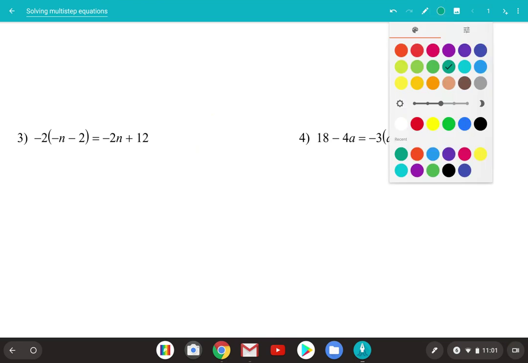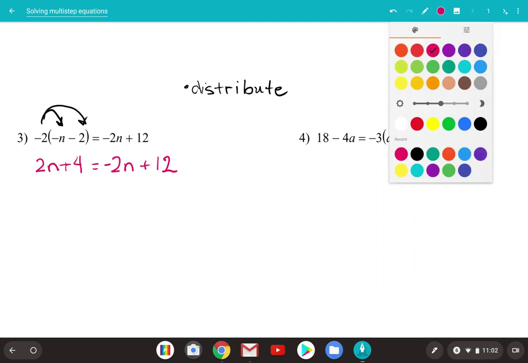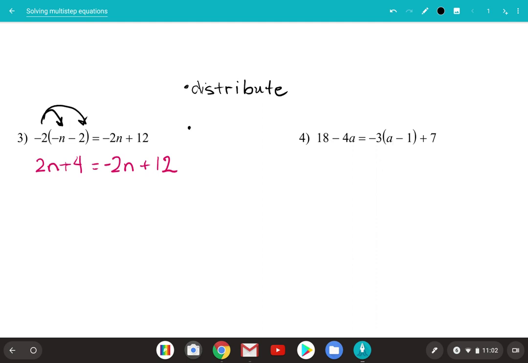Okay, so we're going to distribute. So we're going to multiply to both sides. So negative times negative is a positive. Negative times negative is positive. Okay. Then we want to move the variable to one side, right? So let me put that on there. I'm going to skip a space because there will be one step we're going to add.